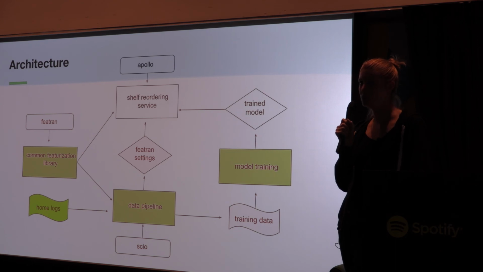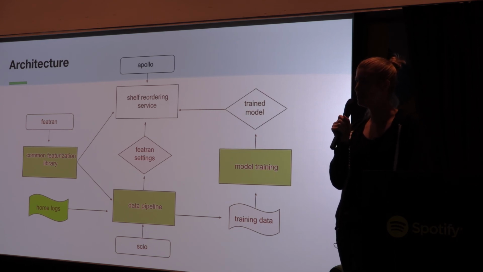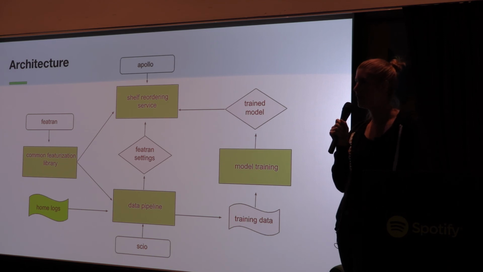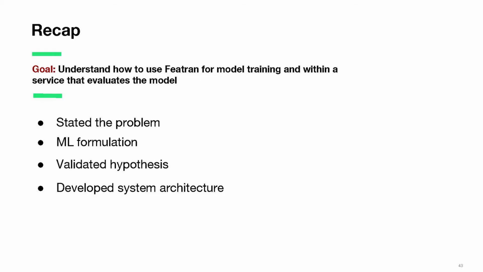From there, we're able to run our model training algorithm. And the output of that would be the trained model. Both the Featran settings and the trained model are the inputs into the shelf reordering service. And from there, as a user, we're able to query to get model scores. OK, so hopefully at this point, you know that Featran is pretty easy to use for both model training and within a service that evaluates the model.